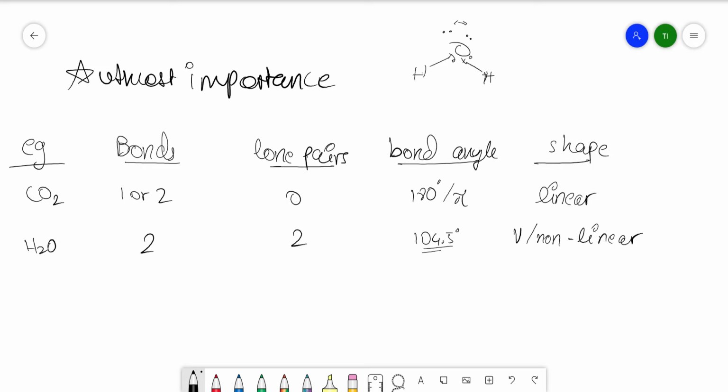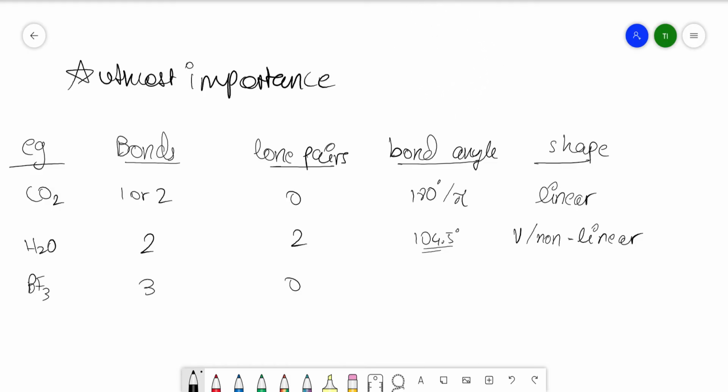Then the very basic one, when there's three bonds and the number of lone pairs is 0. A very basic example is BF3. So BF3, it's something like this.